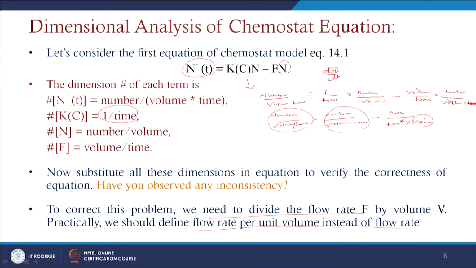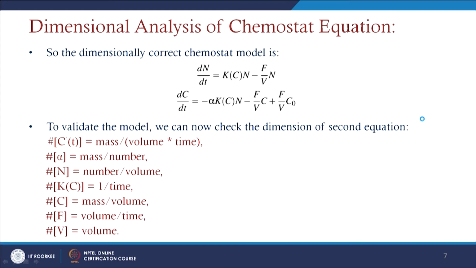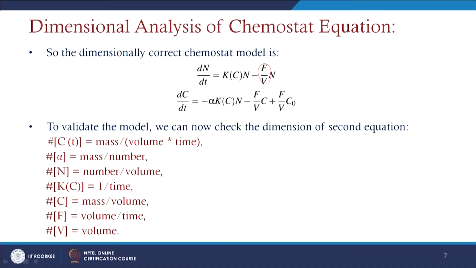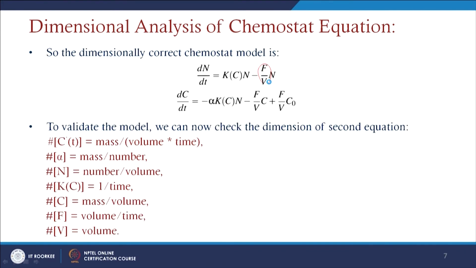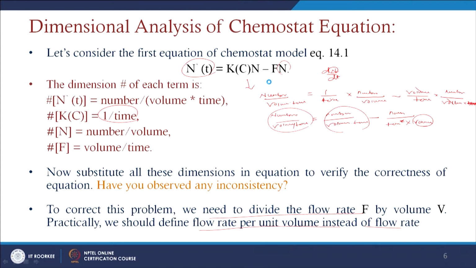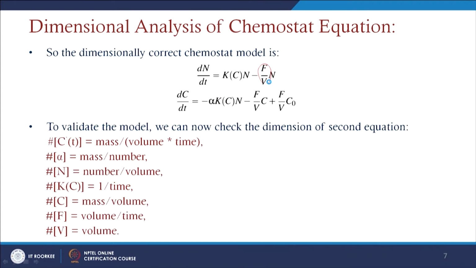So that's why we have to divide by volume to get a complete dimensional situation, or to check the correctness of this dimensionality. We have to divide the final term by the volume. If we divide by this volume, then we have the equation dN/dt defined as K(C)N minus F/V into N. So now we have a complete dimensional model.